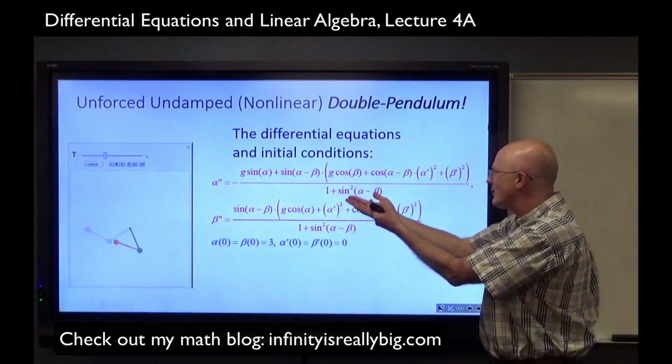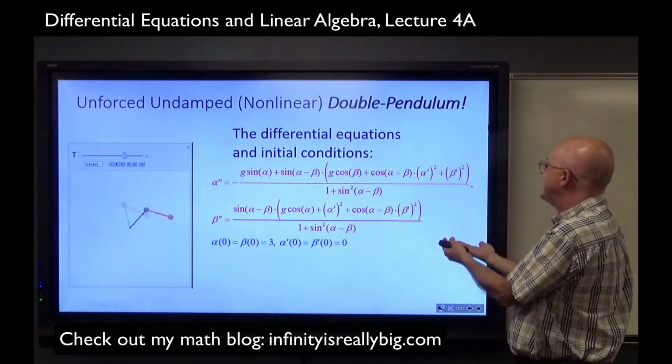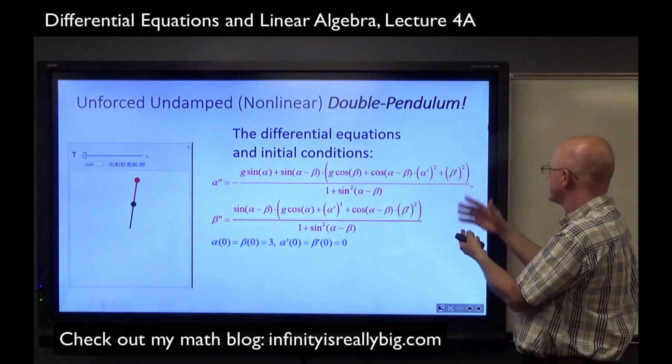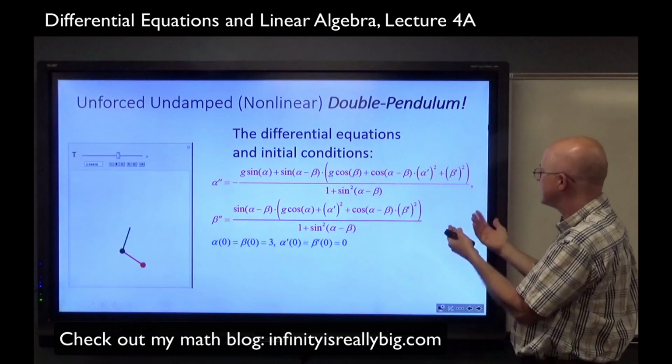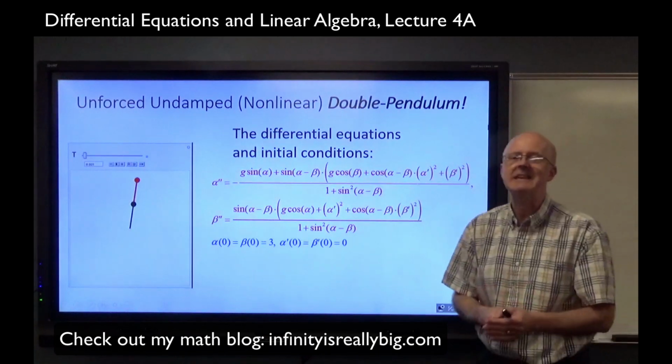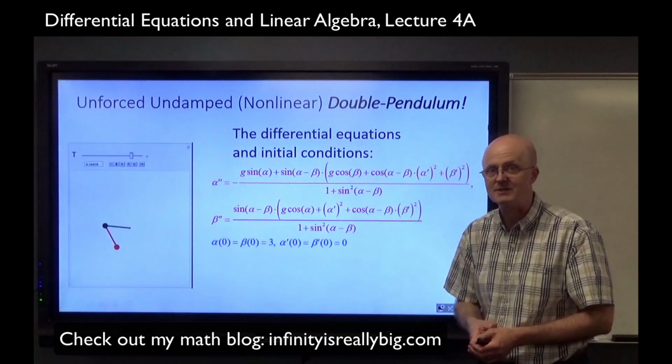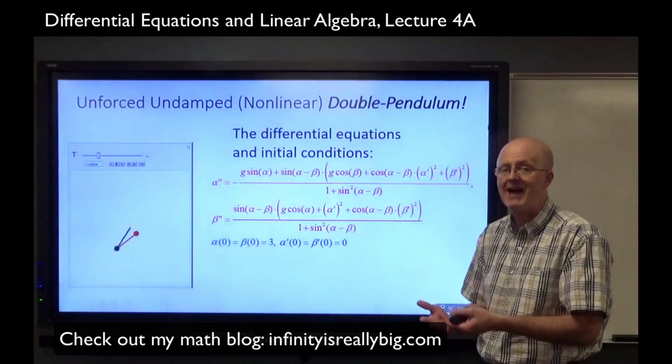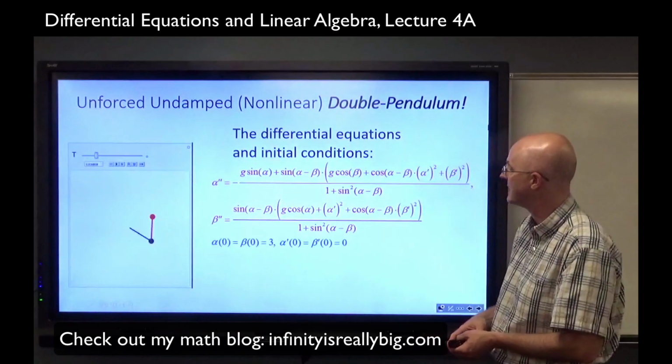And you can see those second derivatives are complicated combinations of the angles and their derivatives themselves, involving sines, cosines, differences of angles, derivatives that are squared. Insanely kind of complicated system of differential equations. But you can derive this as a valid model for the behavior of such a double pendulum.